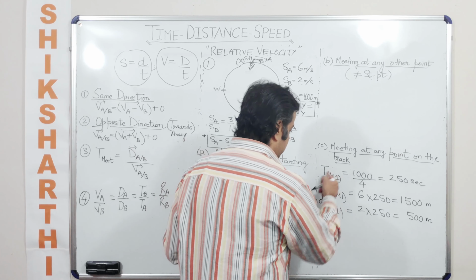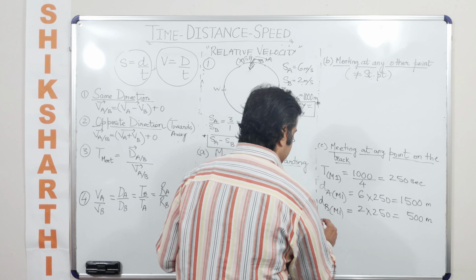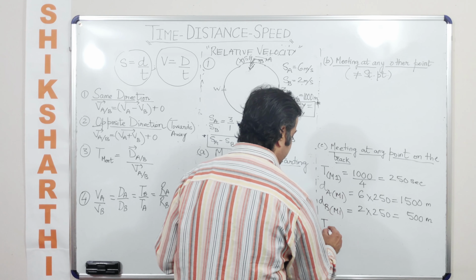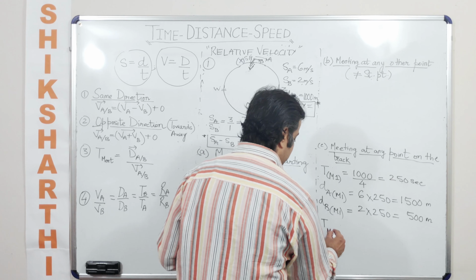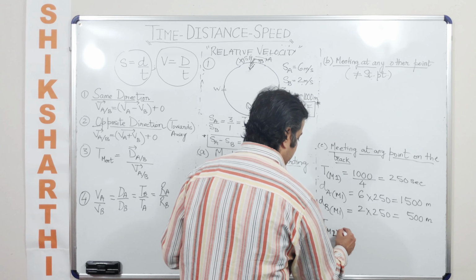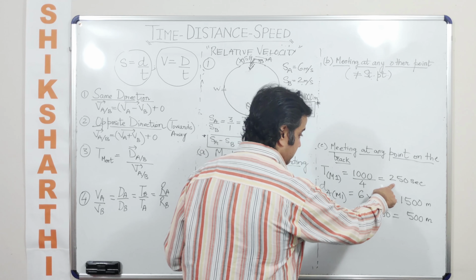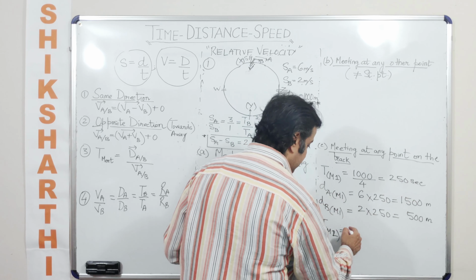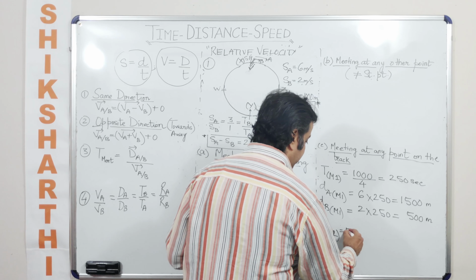Now, taking this discussion forward, if I'm interested in knowing the second time when they would be meeting each other, can I put it as T of m2, which will be nothing but a multiple of 250 into 1 seconds? This becomes 250 into 2, which is 500 seconds.